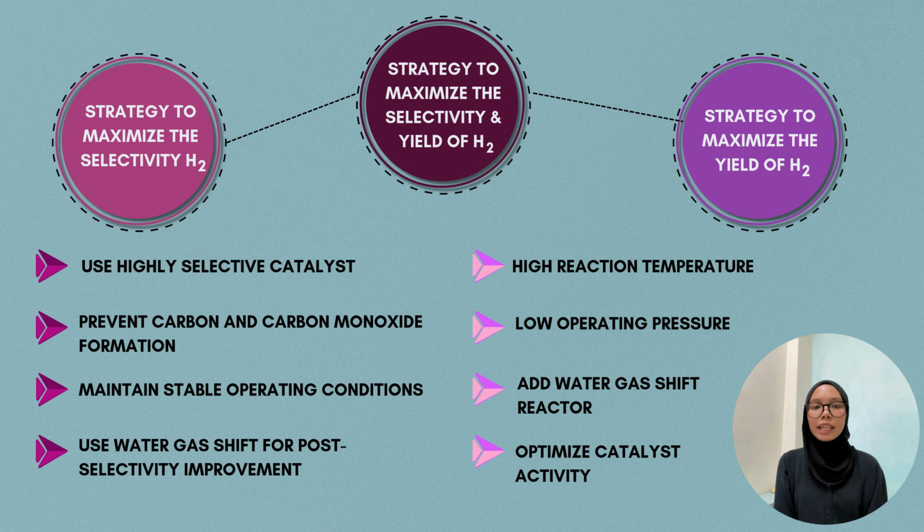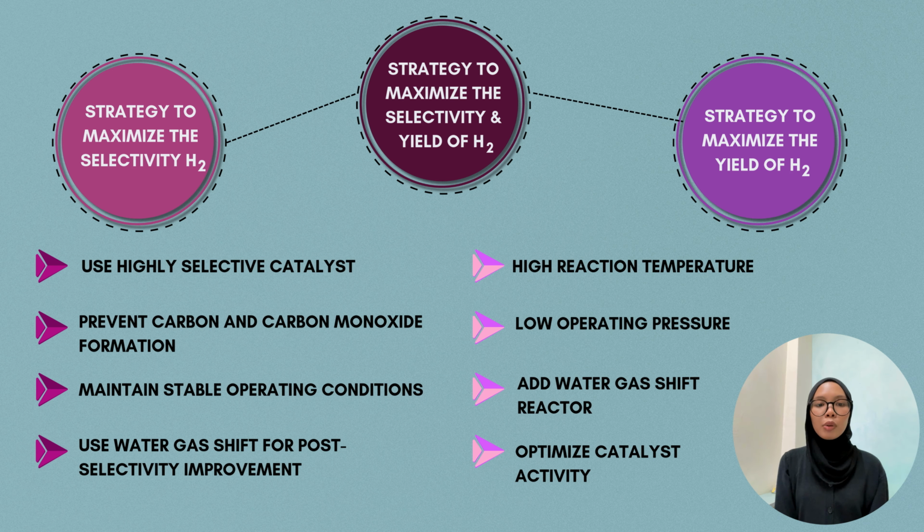Next, we maintain the high steam to carbon ratio, which prevents the methane cracking and reduces carbon deposition. It is also important to keep a stable temperature profile in the reactor to avoid hotspots, because hotspots promote coke formation. Finally, any remaining carbon monoxide in the product gas can be converted in a water gas shift reactor, which increases the hydrogen purity and reduces unwanted carbon monoxide in the final output.